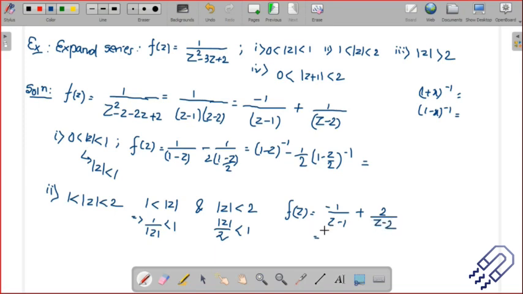Now in this particular case, 1 by z is less than 1. We have got z here and not 1 by z. So I have to take this value as less than 1. How? What I'll do is take z common. That means I am left with 1 minus 1 divided by z.